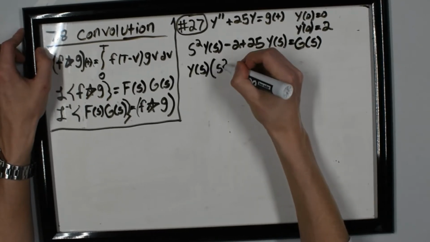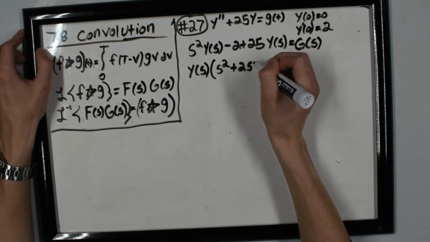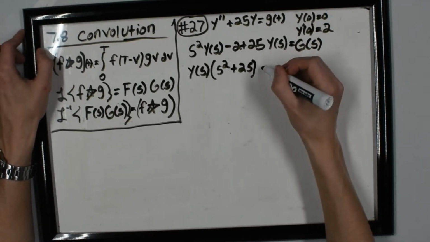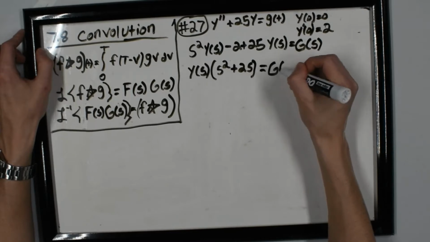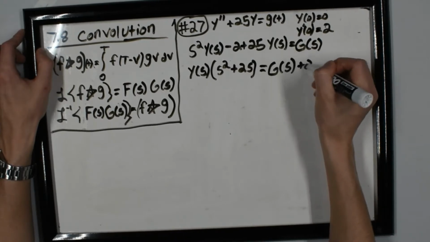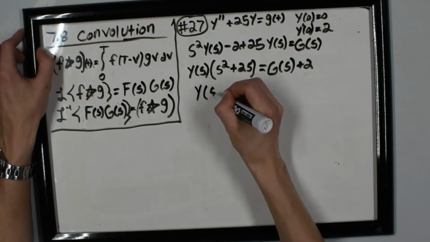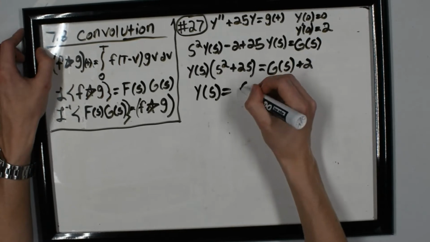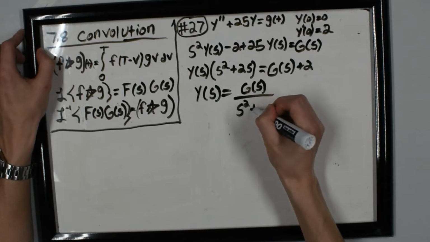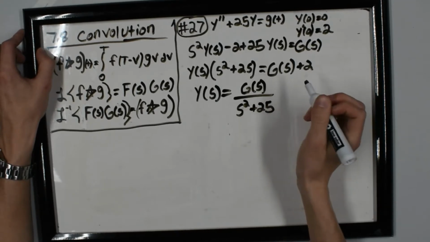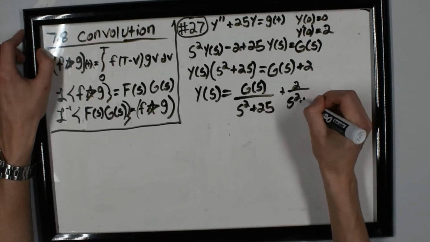s squared plus 25, and that leaves us with a negative 2, so I'm going to add that over to this side. So that's where that negative 2 went. It went over to this side. Just basic algebra. Y of s is equal to G of s over s squared plus 25 plus 2 over s squared plus 25.